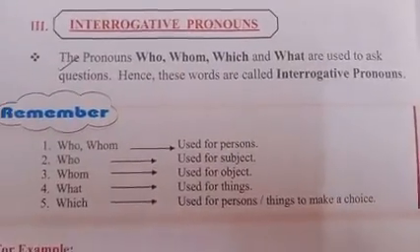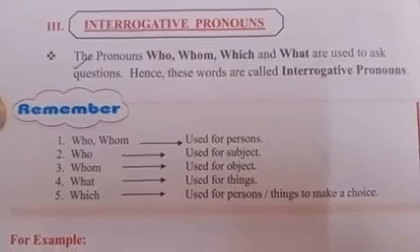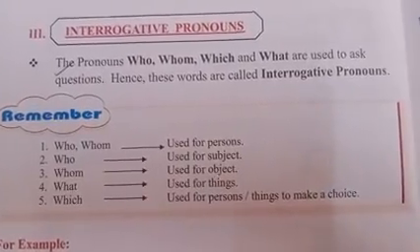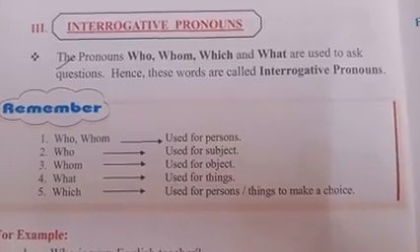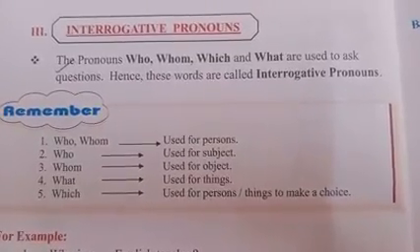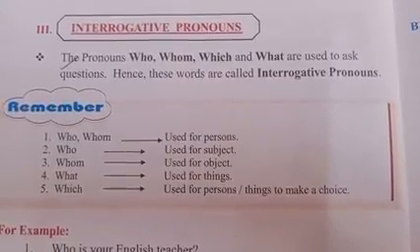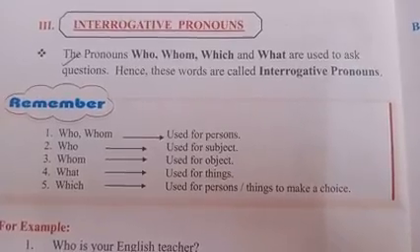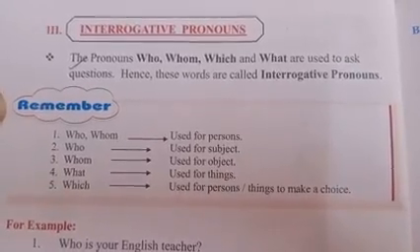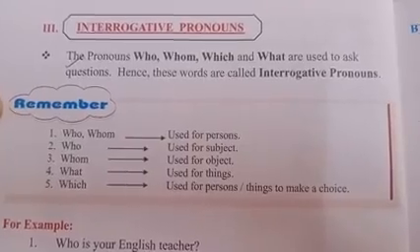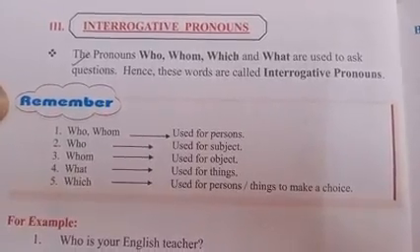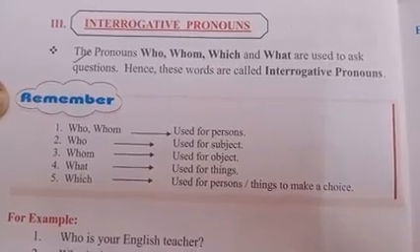Interrogative pronouns. The pronouns who, whom, which and what are used to ask questions. Like in interrogative sentence, what is an interrogative sentence? A sentence that asks a question is called an interrogative sentence. So what are interrogative pronouns? Who, whom, which and what are used to ask questions. So they are interrogative pronouns.